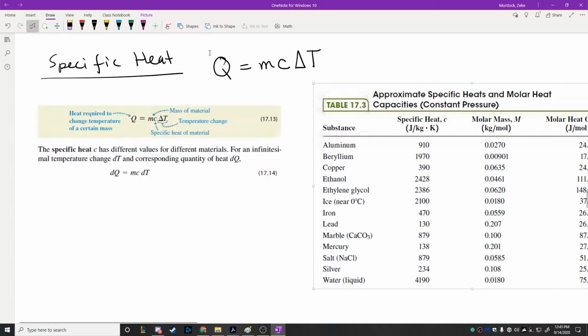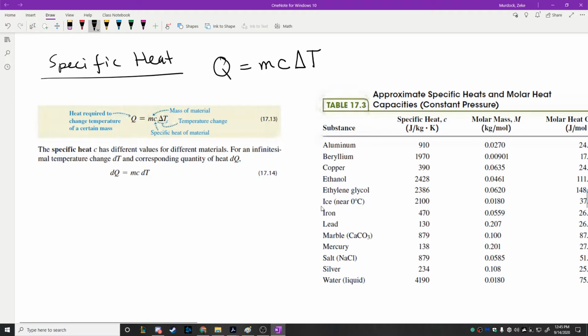How does this equation work? Well, it tells us the amount of heat you need to heat up some object M by some temperature change, okay? And then the specific heat shows up right here. Specific heat C is different for different materials, and in general, different materials require different amounts of energy to change their temperature. So let's talk about two of these materials here.